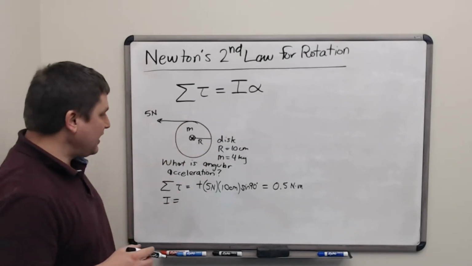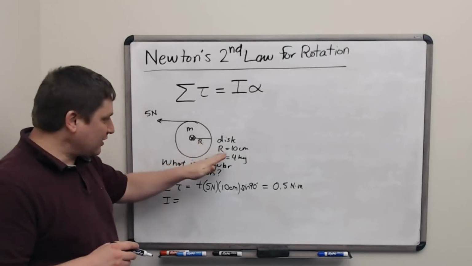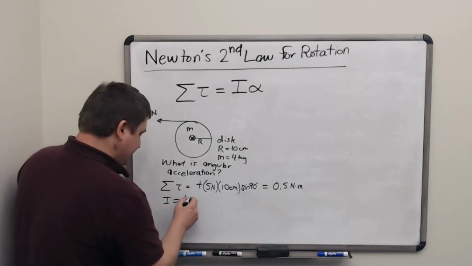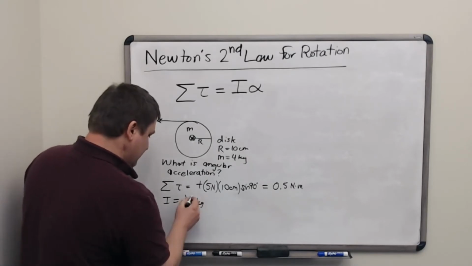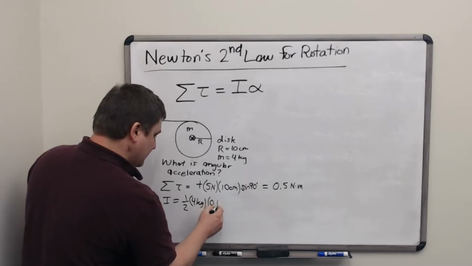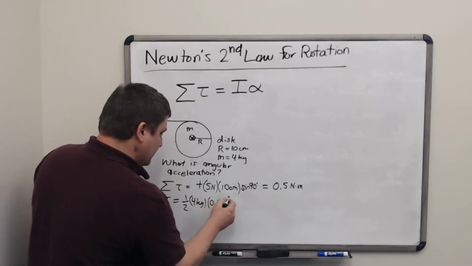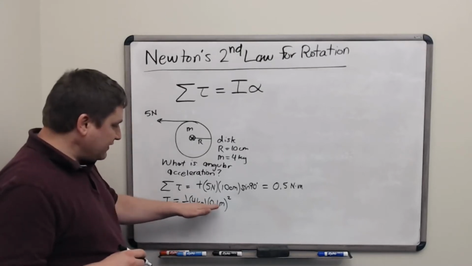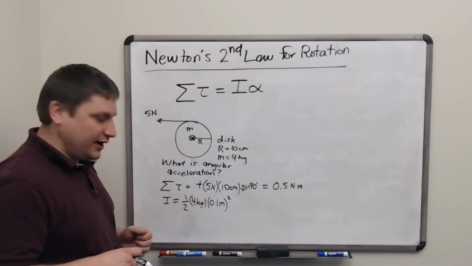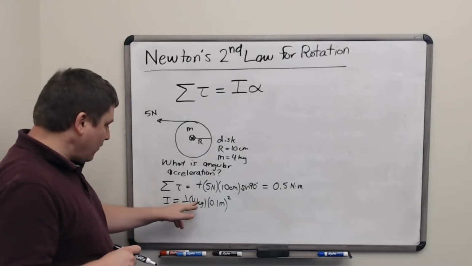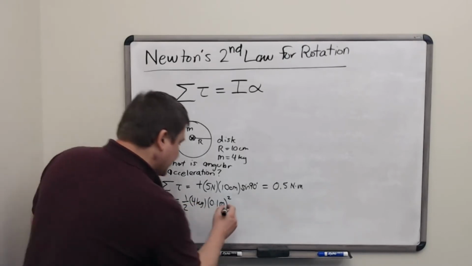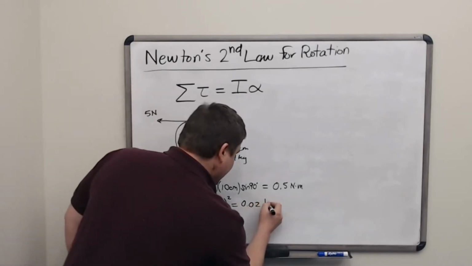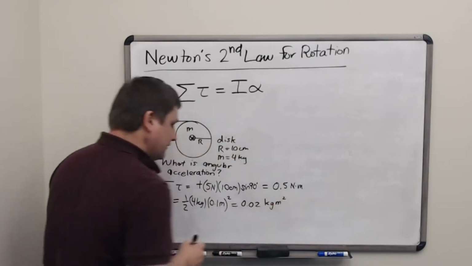For the moment of inertia, I need to look at what shape it is, how large it is, and how heavy it is. It's a disk, so my factor is 1/2. The mass is 4 kilograms, and that radius is 0.1 meters squared. So 0.1 squared gives us 0.01. 4 divided by 2 gives us 2. So we're talking about a moment of inertia of 0.02 kilogram meters squared.